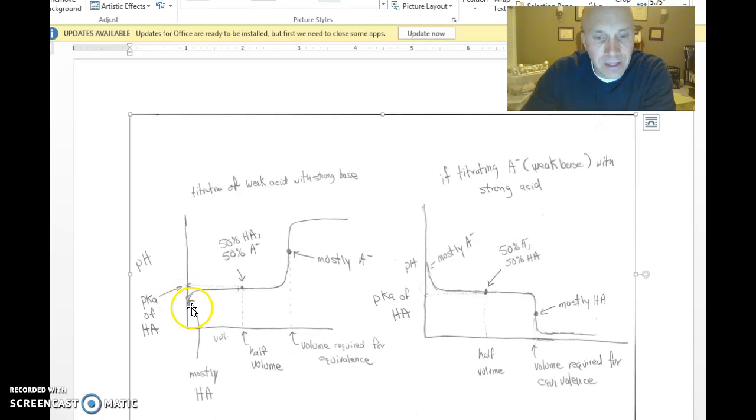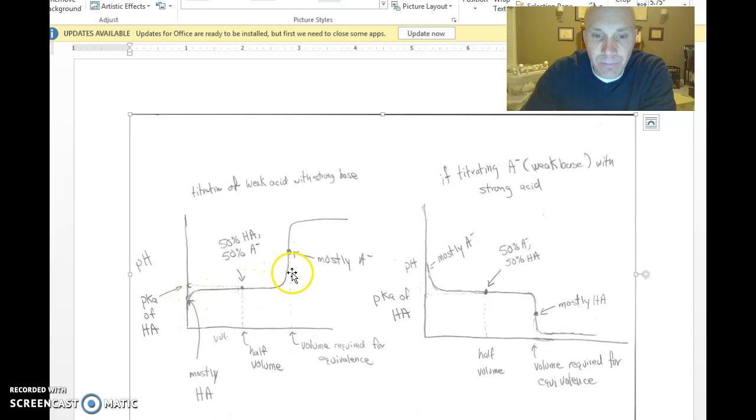At the point where we haven't added any base, we would have mostly HA, right? At the equivalence point, we're going to have mostly A minus. And again, the reason that we don't have 100% A minus is that if you added A minus, the conjugate base, to water, some of that conjugate base would react with the water to make some amount of the HA. But still at that equivalence point, you'll have mostly A minus. Right here, you'll have mostly HA.